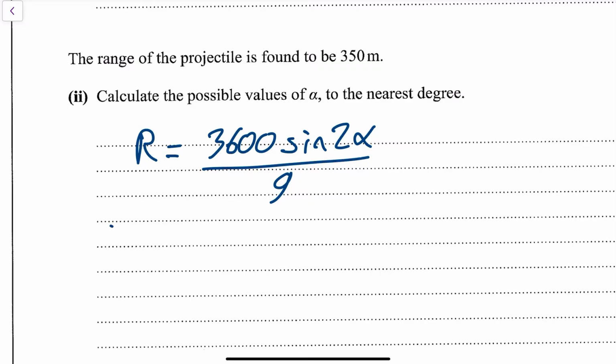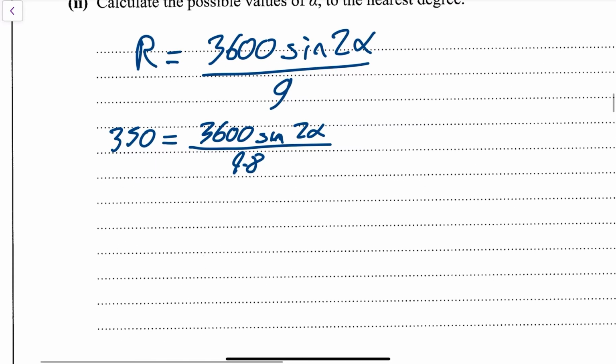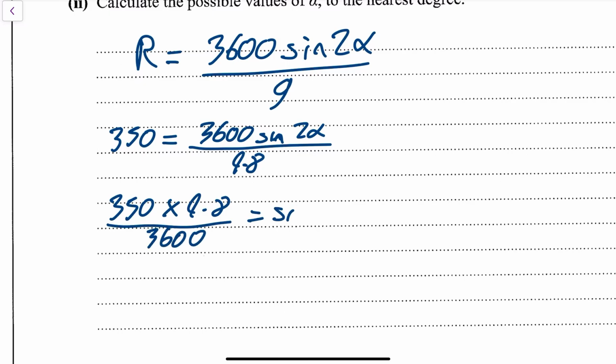So just fire that in. The range is 350, is 3,600 times sine of 2 alpha, and also our g, we know, is 9.8. Let's bring those across. What I've done in this next line, I've multiplied across by the 9.8 and then divided across by the 3,600 to give me sine 2 alpha. Let me just check that: 350 times 9.8 and then divided by 3,600. That gives me a perfect answer: sine of 2 alpha is equal to 343 over 360.